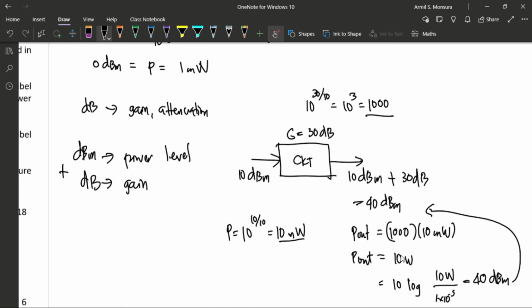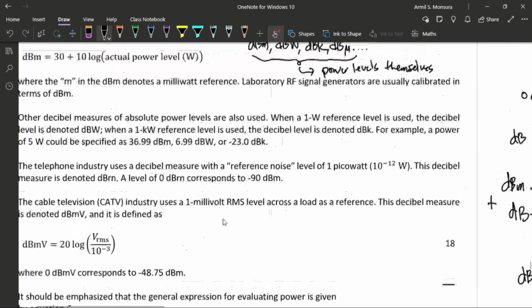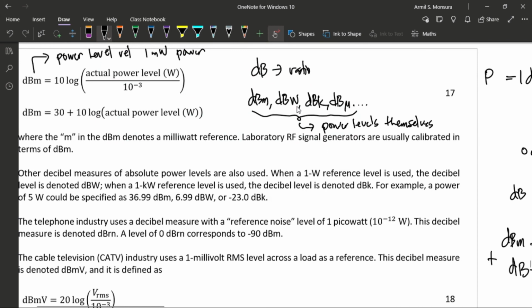So if your decibel carries a unit or a prefix, like m for milli, k for kilo, W for the base unit watts, micro for microwatts, and so on, these are power levels themselves, while dB is a ratio.